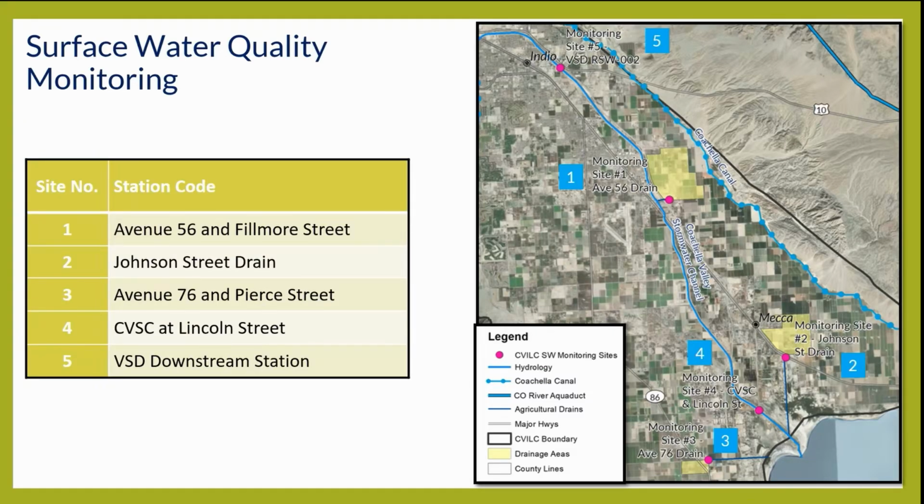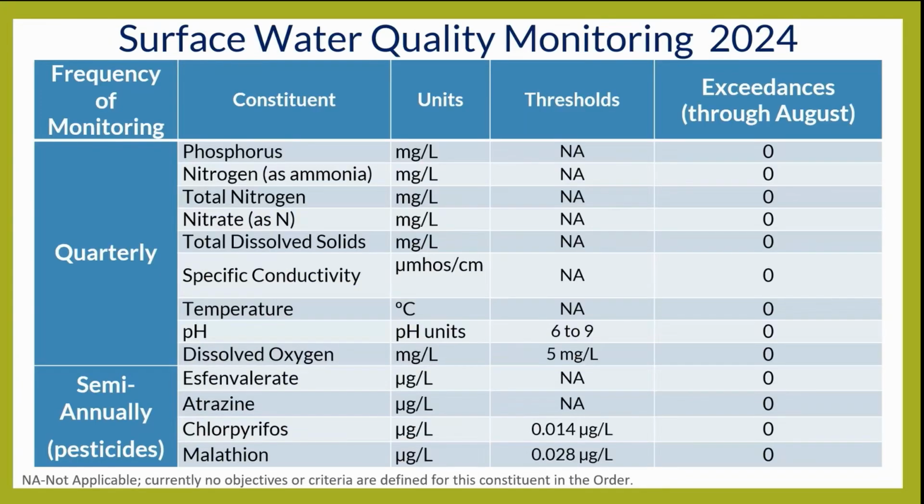This is your monitoring network, and this is what CVWD has been doing for quite a while now, and you've probably all seen this before. We've got Avenue 56, Johnson Street Drain, Avenue 76, the drain at Lincoln Street, and the VSD downstream station. For 2024, we did both quarterly and twice a year sampling. So your pesticides are done twice a year, whereas your other constituents here are done quarterly. We have all the results up through August. October we haven't processed yet, so October is your last quarter.